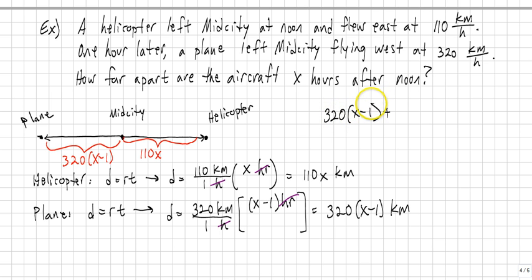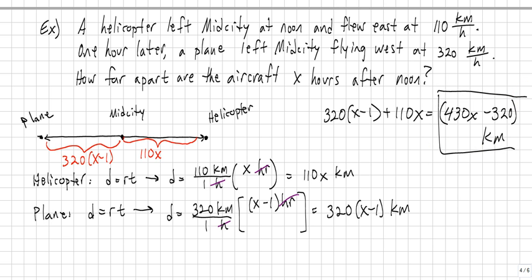320(x minus 1) plus 110x is going to end up giving us, let's see here, 320x plus 110x. So that'd be 430x minus 320. So it's that many kilometers. So that's how far apart they would be if you knew how many hours they had flown. So if it's been 5 hours, you could plug in 5 and simplify, and then you'll see how many kilometers apart the plane and the helicopter are.